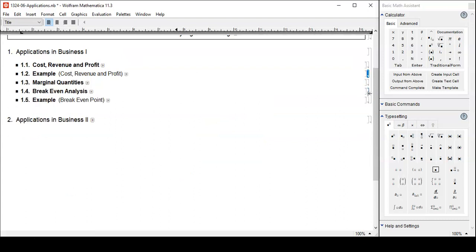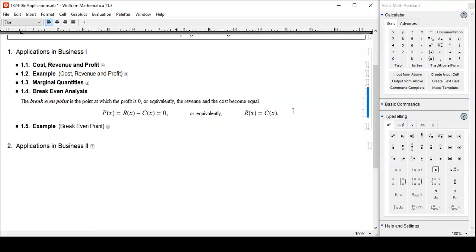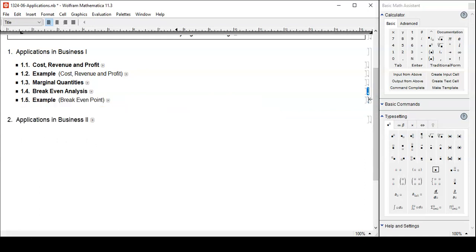In general, the break-even point is defined like this. Profit is 0, or equivalently, the revenue is equal to cost. You see, R minus C is equal to 0. That means R and C are equal. Simple enough. Let's go to an example problem.